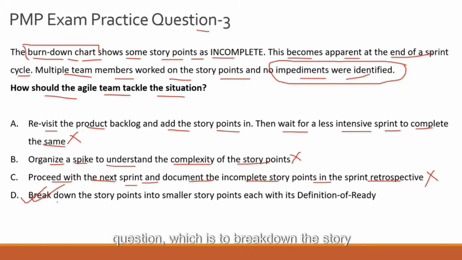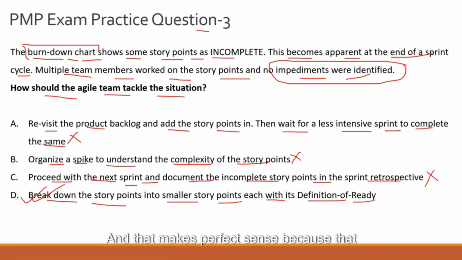answer choice to this question, which is to break down the story points into smaller story points, each with its definition of ready. And that makes perfect sense, because it might have been the case that this story point was, let's say, maybe simple. It was not very complex, but it had such a large scope that needed to be considered, because let's say story points are similar to WBS, right? Work breakdown structure.